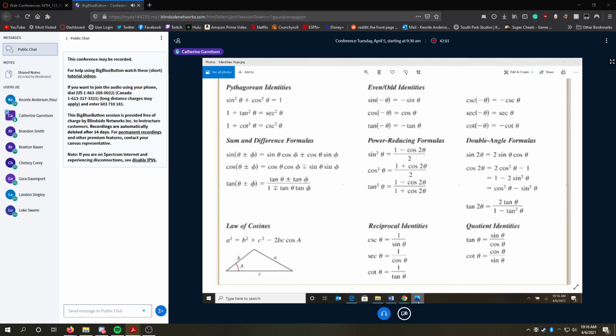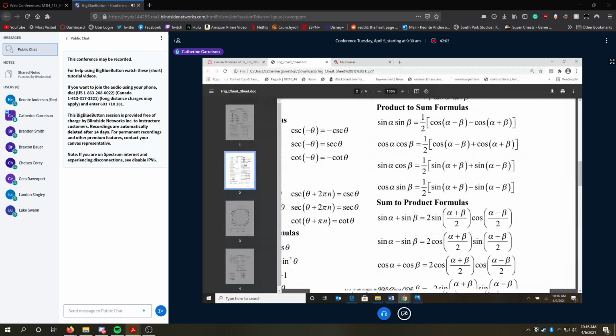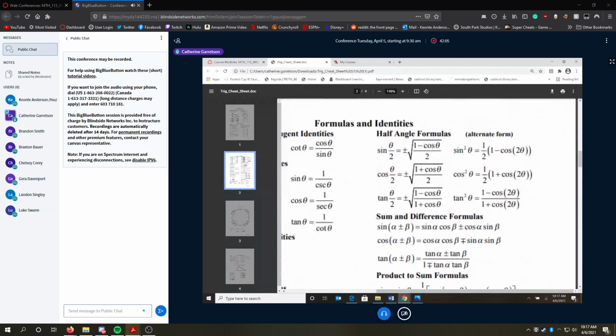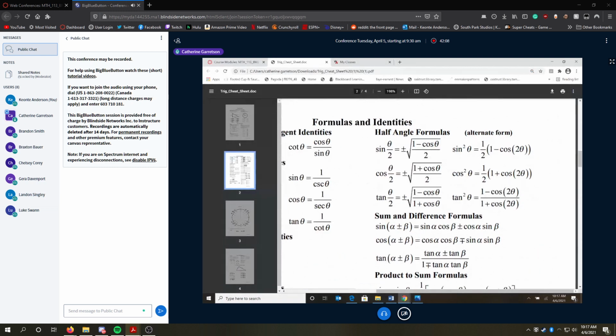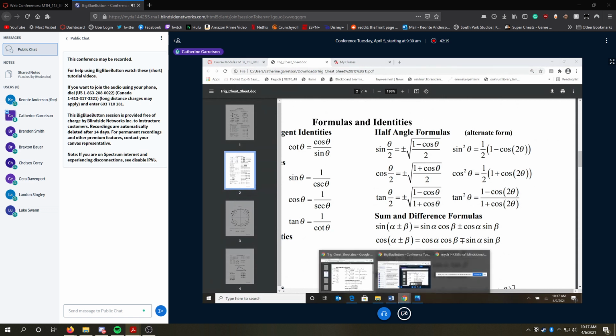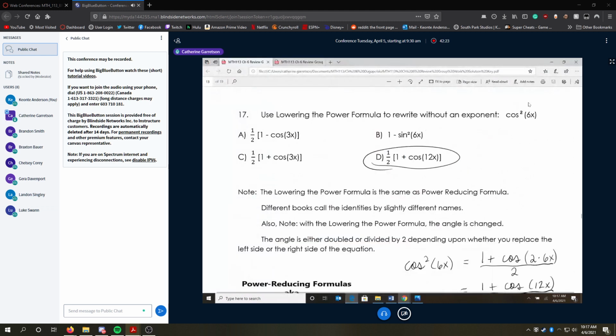And then to make it fun, our textbook does something a little different. They call it an alternate form of the half angle identity. And there it is there. All of these are the same, so you just need to know how to get one of them. So it says to rewrite this without an exponent. So we're lowering the power, but it doubles the angle when you use this identity.